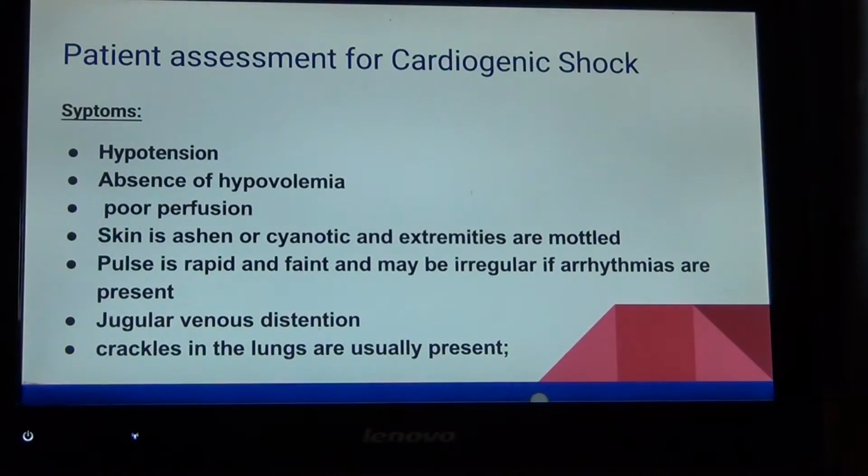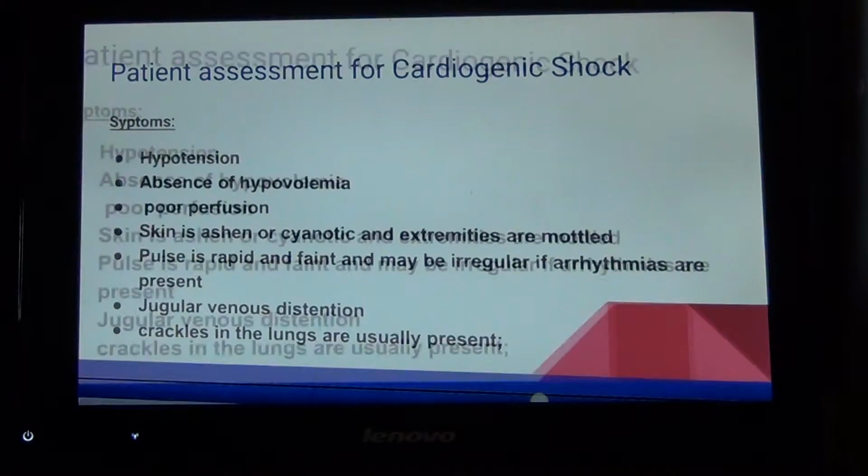Patient assessment for cardiogenic shock. Symptoms: hypotension, absence of hypovolemia, poor perfusion, skin is ashen or cyanotic, and extremities are mottled and cold. Pulse is rapid and faint, and it may be irregular due to arrhythmias. Jugular venous distension can be present. Crackles may be heard in the lungs.